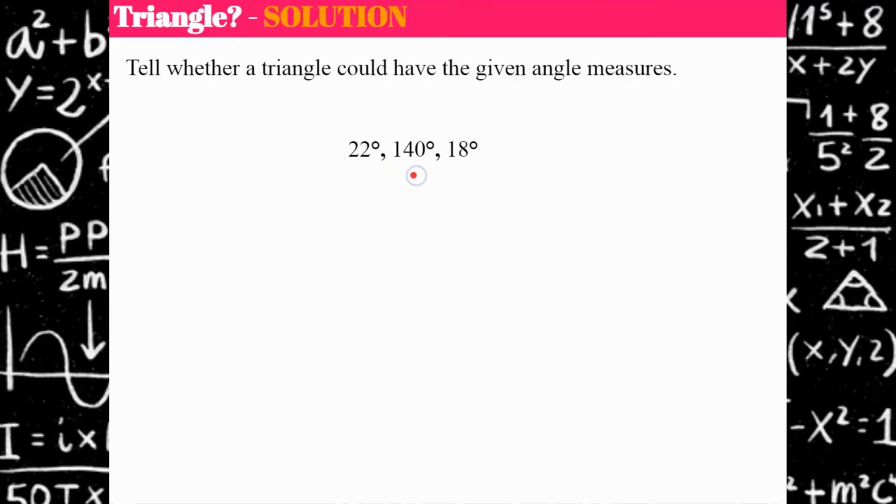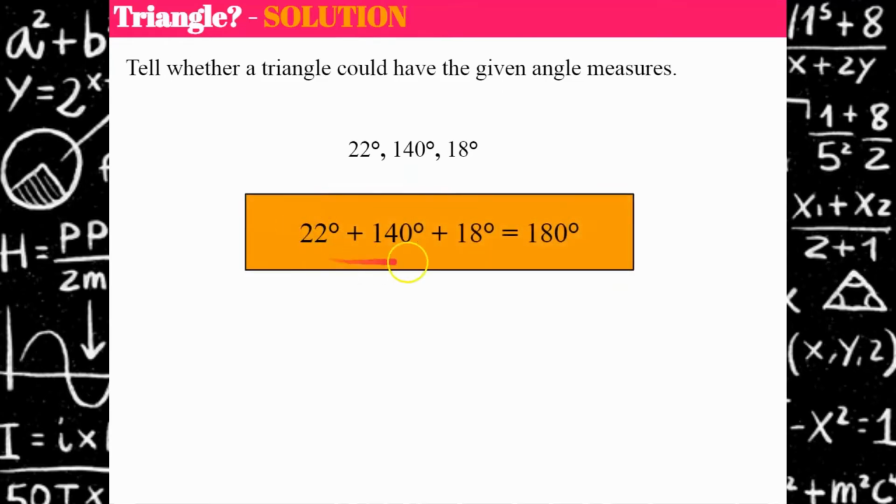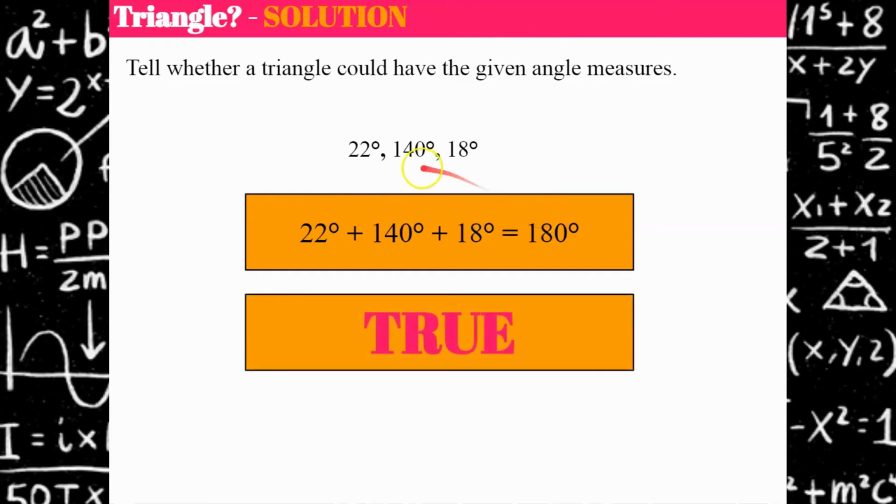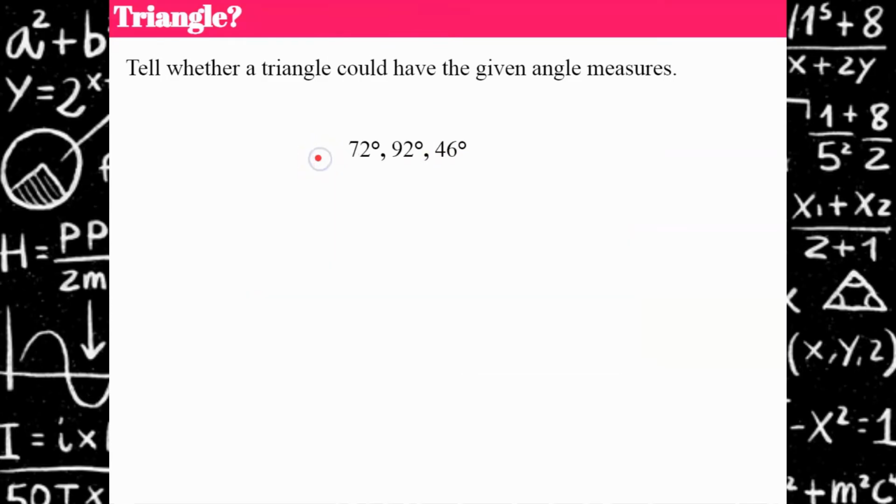Welcome back. So what I hope you did was add the three of them together, and 22 plus 140 plus 18 does equal 180 degrees. So therefore it's true. These three angle measures would make a triangle. Let's try another one. Go ahead and pause and find out if these three angle measures would form a triangle.